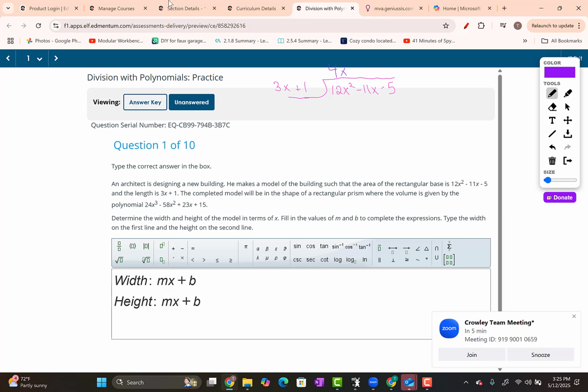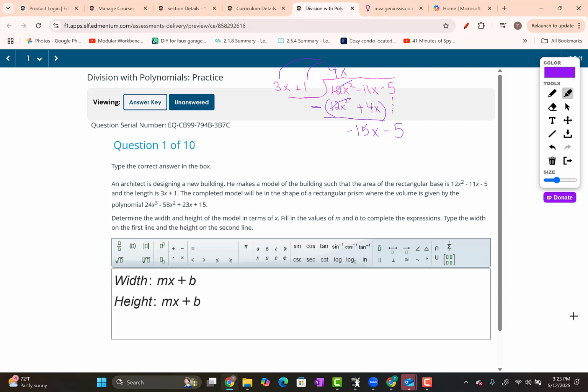Then we're going to multiply the 4x times the 3x. 4x times 3x is 12x squared. And 4x times 1 is positive 4x. Now we're going to subtract both of those terms from the terms above them. 12x squared minus 12x squared cancel and give us 0. Then we have negative 11x minus 4x, that's negative 15x. And then this negative 5 we're going to drop down.